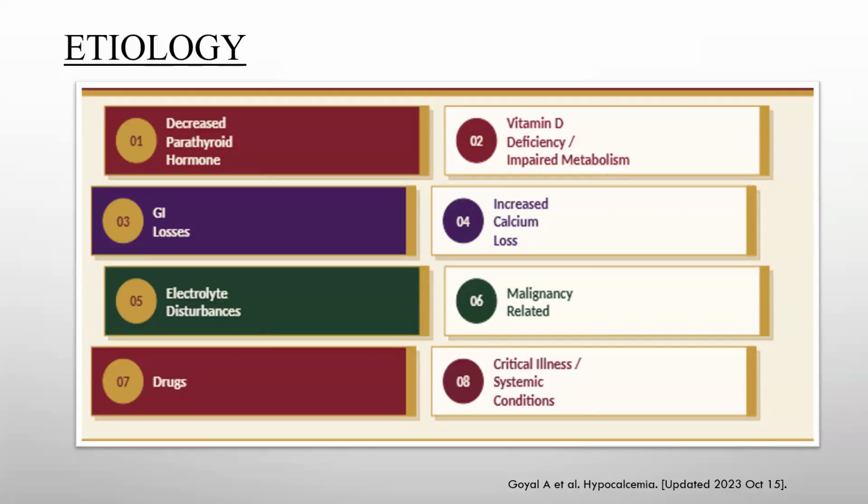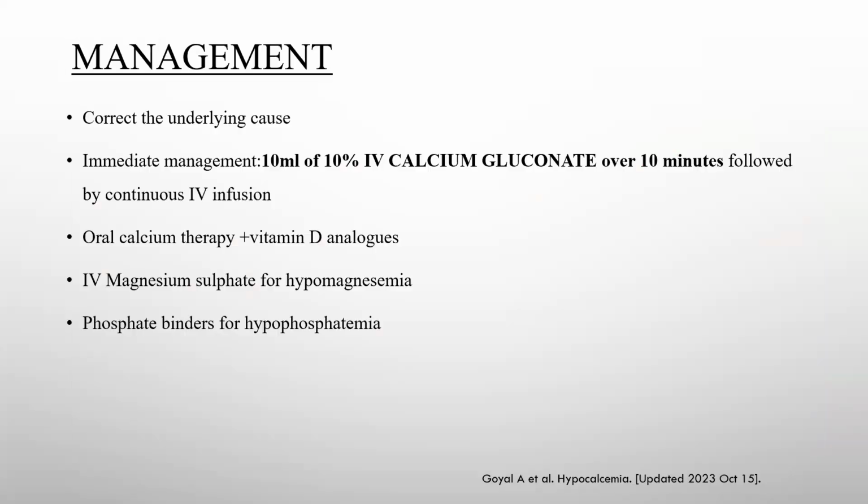Increased calcium loss can occur because of massive blood transfusion, tumor lysis syndrome, acute pancreatitis, and associated other electrolyte disturbances like hypophosphatemia or hypomagnesemia, and some malignancy related causes because of osteoblastic mets from the breast and the prostate, drugs like bisphosphonates, loop diuretics, and in cases of severe sepsis, burns, and chronic renal failure.